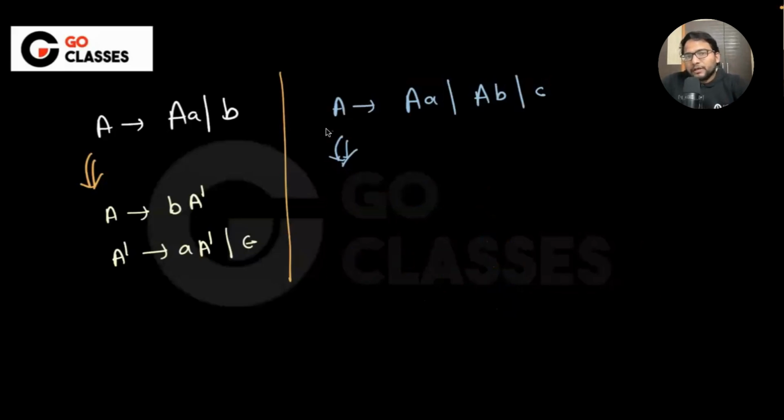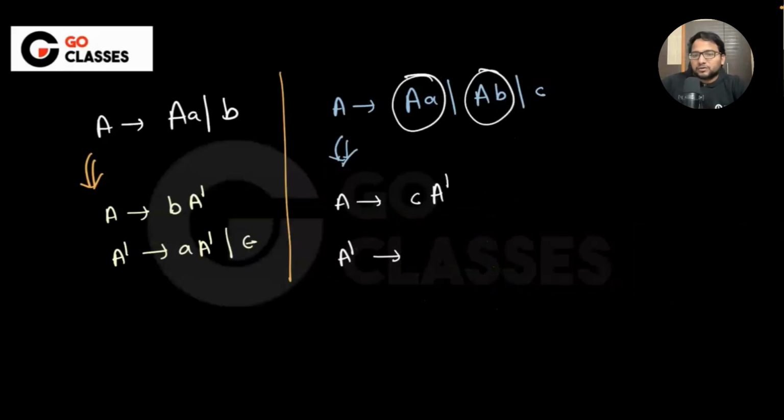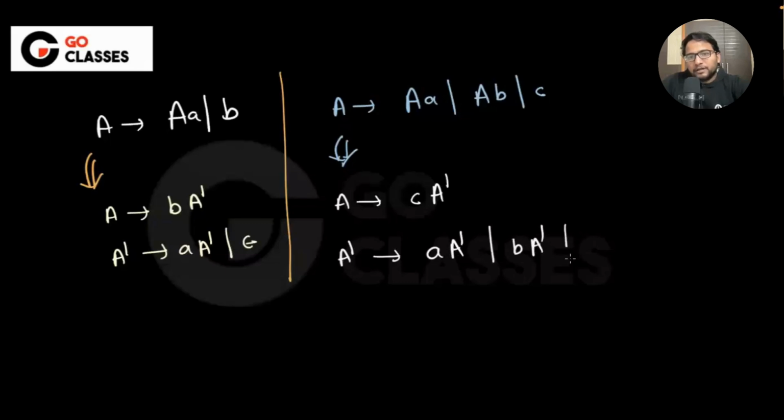So first of all, tell me, given this particular grammar, whatever string you get will always start with C, isn't it? So it will always start with C. That's why let's just do something like this. And then this A prime can go to, because you need to generate this and this also, or maybe a mix of this, right? So that's why A prime will go to A prime, B A prime, and then epsilon, right? So that's how you will convert.